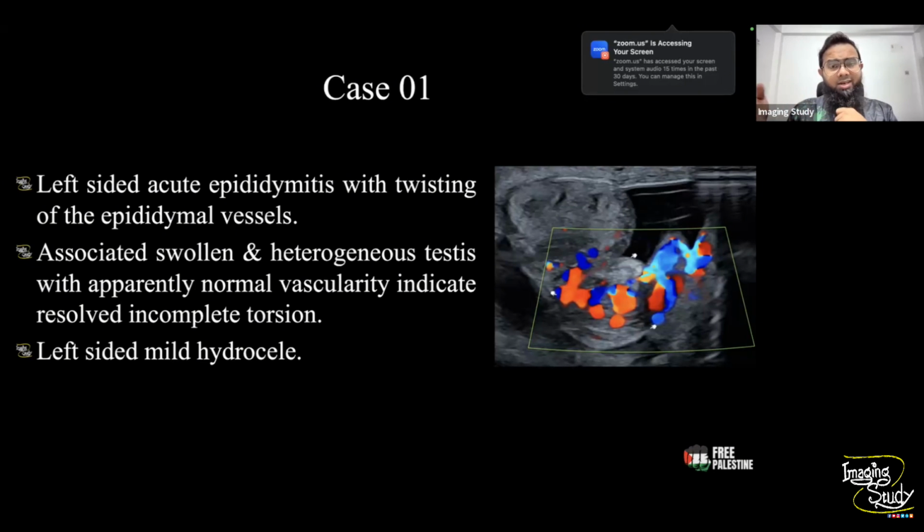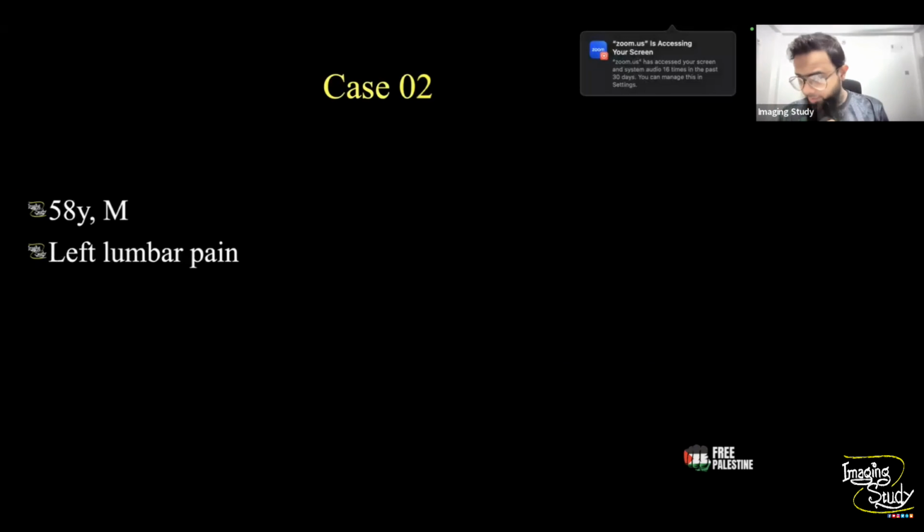So this is the site of the torsion, but still there is good vascularity within the testis because it's not causing any complete obstruction. So this was a case of left-sided acute epididymitis with twisting of the epididymal vessels. And there was an associated swollen and heterogeneous testis with apparently normal vascularity, indicating a resolved incomplete torsion state. Okay, sometimes you may see the testicular axis has changed from vertical to horizontal. It may also happen. So there was also some reactionary hydrocele there. Okay, so this was a little bit unusual case. Usually the patient comes to us with epididymitis or with torsion, but this resolved state is quite uncommon in our regular practice. So let's jump into case number 2.